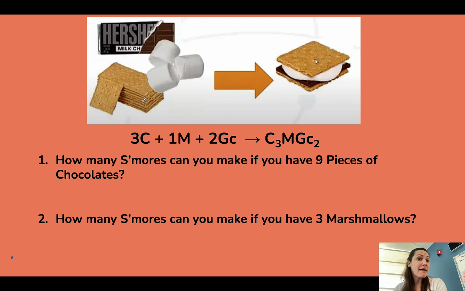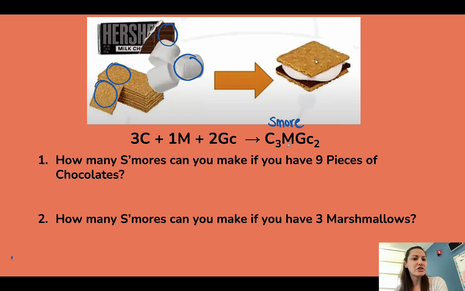So in my version of a s'more, and yours might go a little different, we're gonna have 3 chocolate squares, 1 marshmallow, and 2 graham crackers, and then 1 more graham cracker. And that is what goes together to make a s'more. So it would be 3 chocolates, 1 mallow, and 2 graham crackers make a s'more. So this right here would be the recipe for a s'more. And I just wrote it kind of like how we would write it in chemistry class with elements.